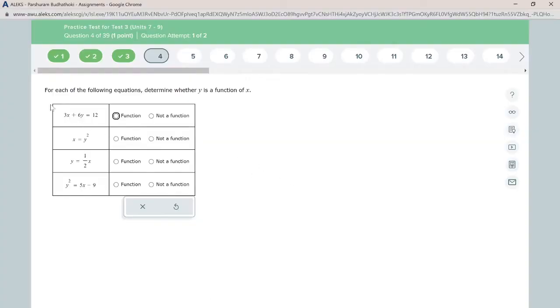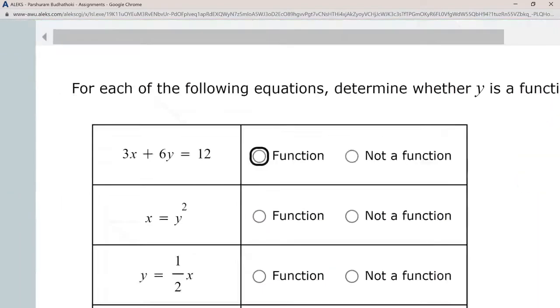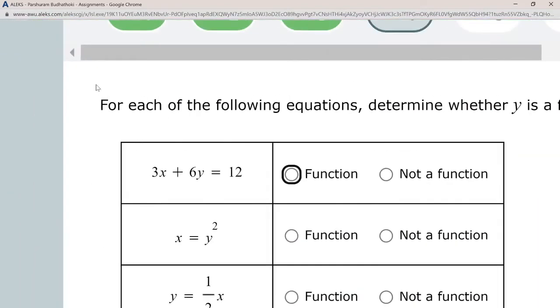So the next question is we need to find out whether this equation represents a function or not, y as a function of x. Only one thing you have to keep in mind is that y doesn't have an even power. So for the first equation, look at the power of y. Y has no written power, that means 1, so it's a function. In this case, y has power 2, which is an even number, so it's not a function.